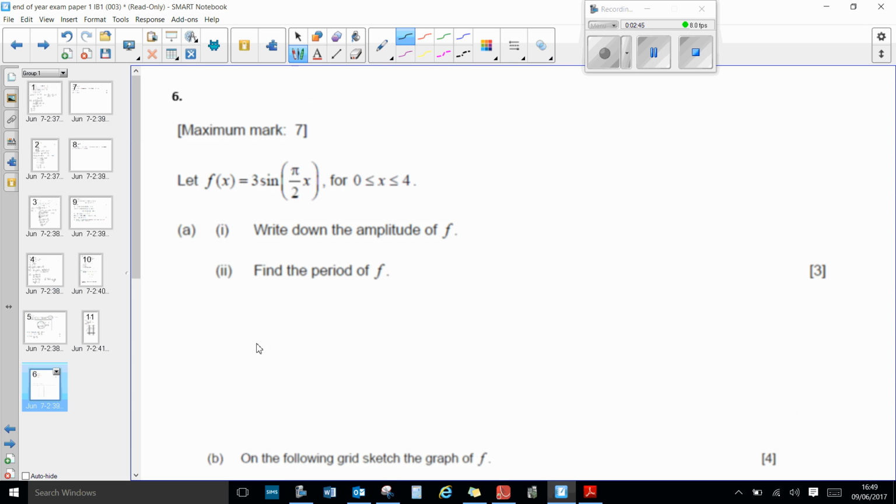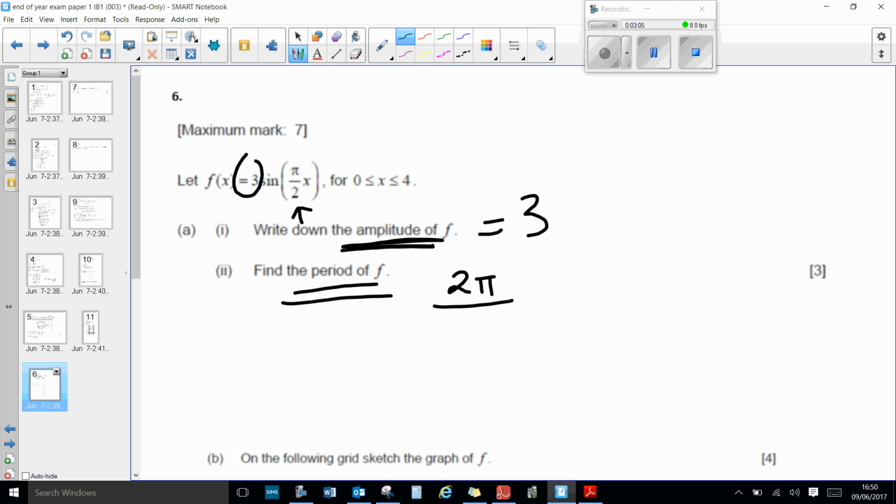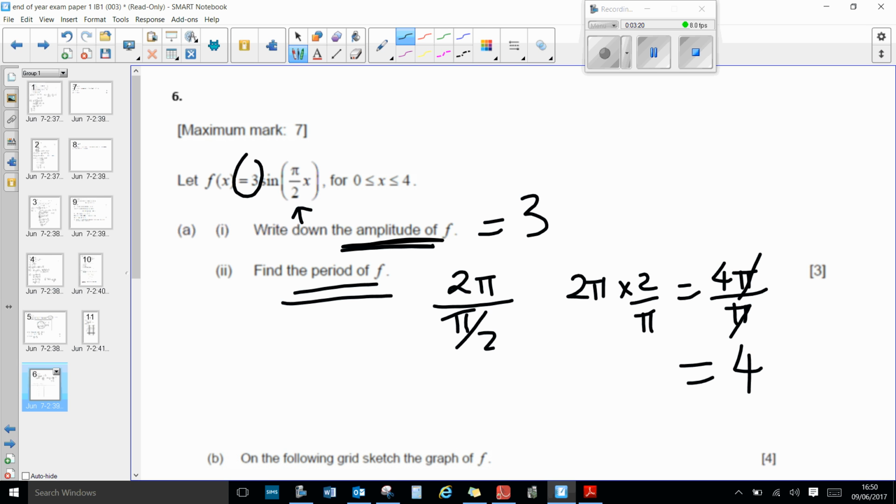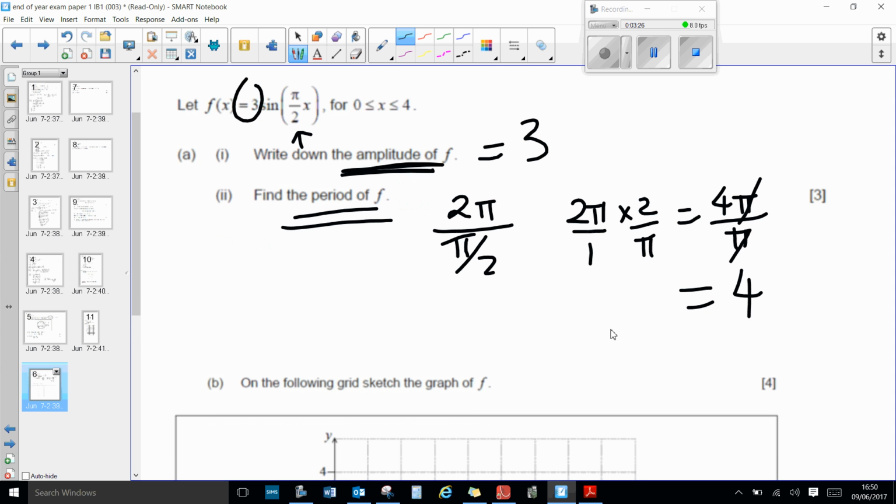Number 6, 3 sine (pi over 2 x). What's the amplitude? The amplitude is always given by the value at the front, so the amplitude is 3. The period is always affected by the value here, so the period would be 2 pi divided by pi over 2. 2 pi multiplied by 2 over pi, because we multiply by the reciprocal, so it's 4 pi over pi. The pi's cancel, so it's just 4. Okay, perhaps I did it too quickly, so it's 2 pi over 1. So our period is 4.